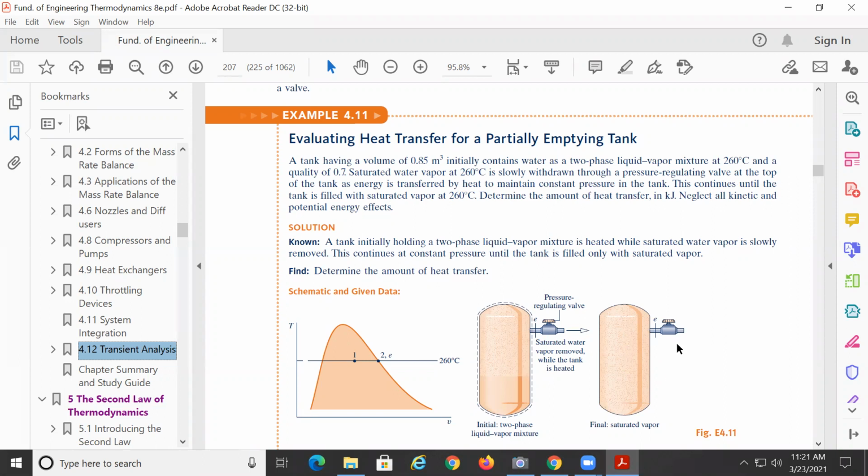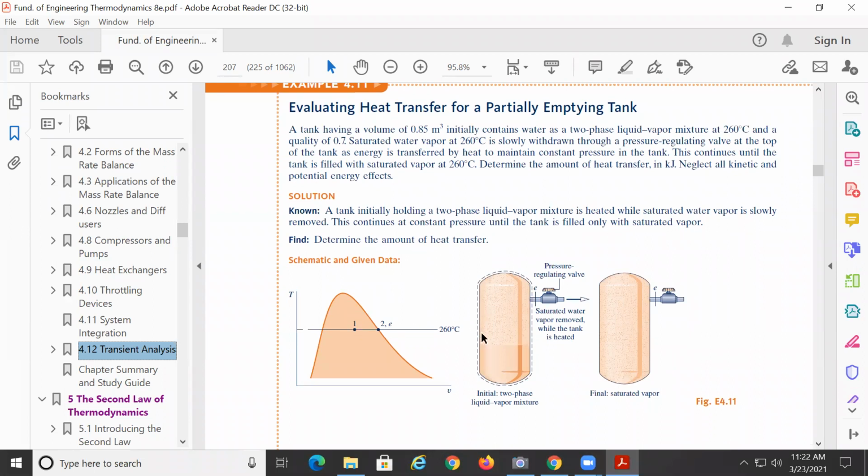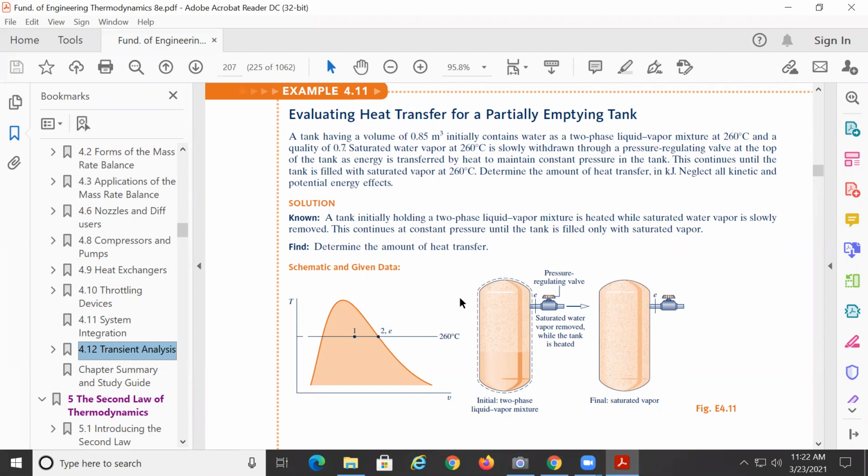So now we have another tank here, filled with saturated vapor. It's the same tank, but just saturated vapor. Determine the amount of heat transfer in kilojoules needed for this tank. Neglect all kinetic and potential energy, and basically that's what they tell you over here. State 1 of this tank is what? Mixture. They want you to go up to the point where everything is saturated vapor. That will be this point over here, and this is the figure. All right, so let's solve the problem.